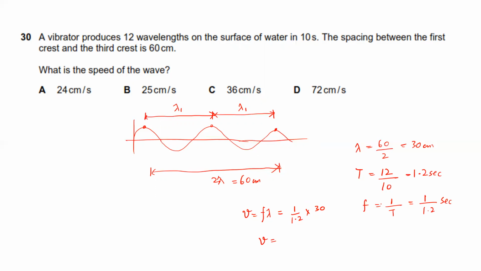Number of cycles per unit time. So this is frequency, sorry, my bad. So frequency is 1.2, and 1.2 multiplied by 30 is 36 centimeters per second.